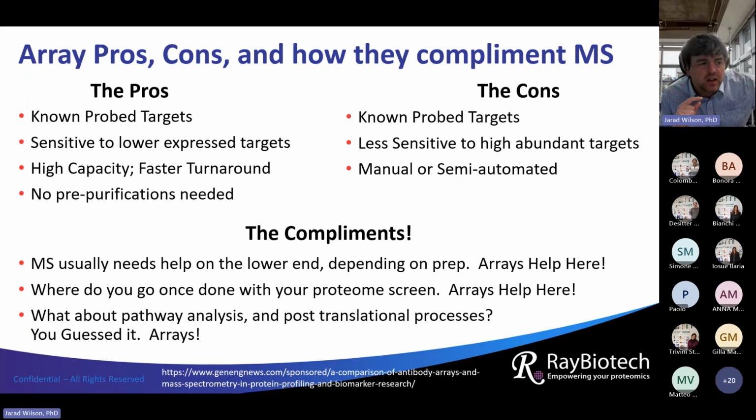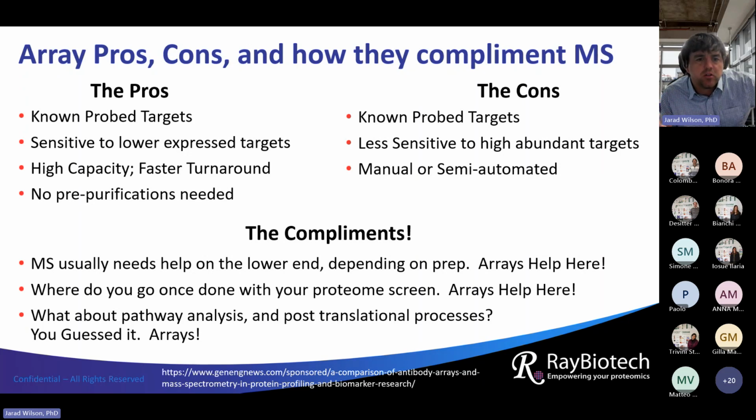It's less sensitive to highly abundant targets. Arrays, you've pulled in a bunch that you want to run at roughly the same dilution. Some of the higher end targets fall off. And then again, arrays right now are manual or semi-automated. But all of this really speaks to some of the complements that you have with arrays.